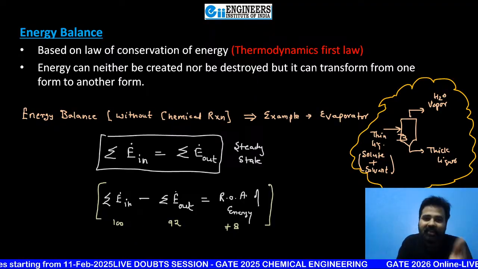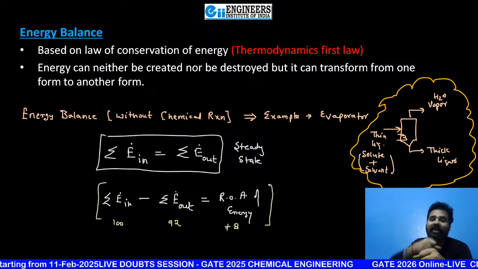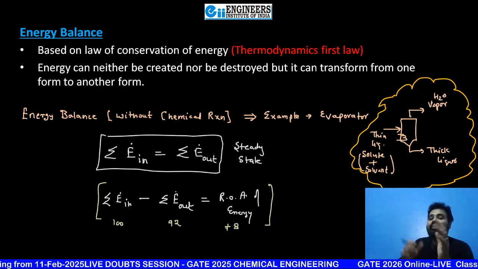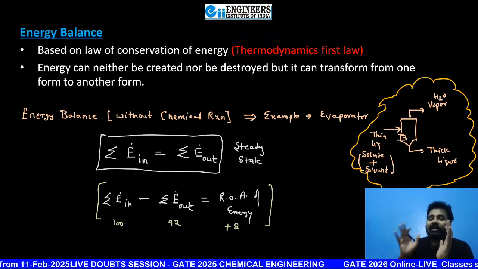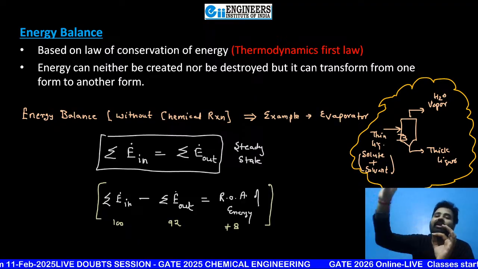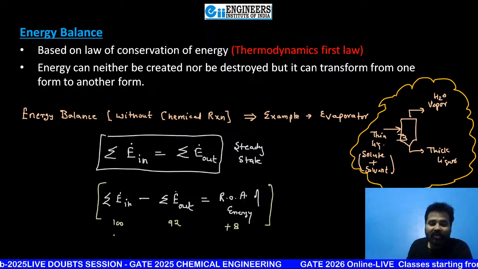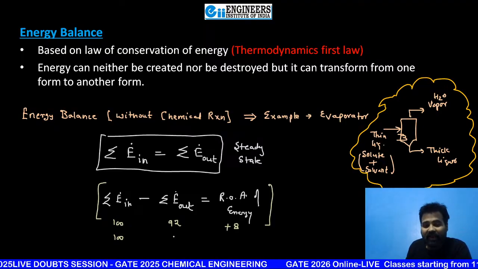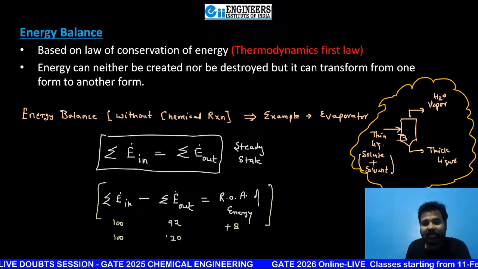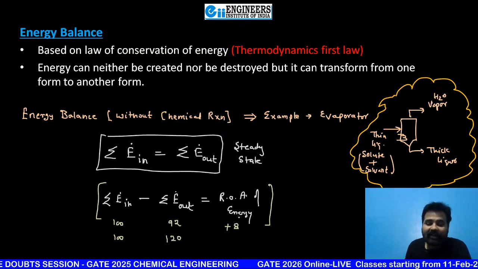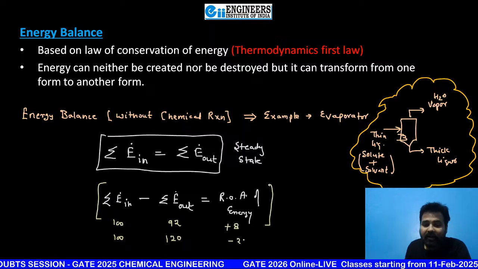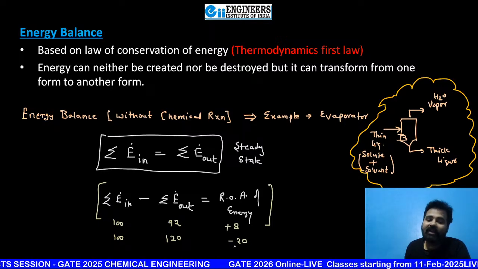At that time the system wants to accumulate less, so it is giving some extra energy. So maybe this balance you can write like this. Maybe at the entry it is 100, and at the exit it is 120. Then at that time the rate of accumulation will be minus 20.